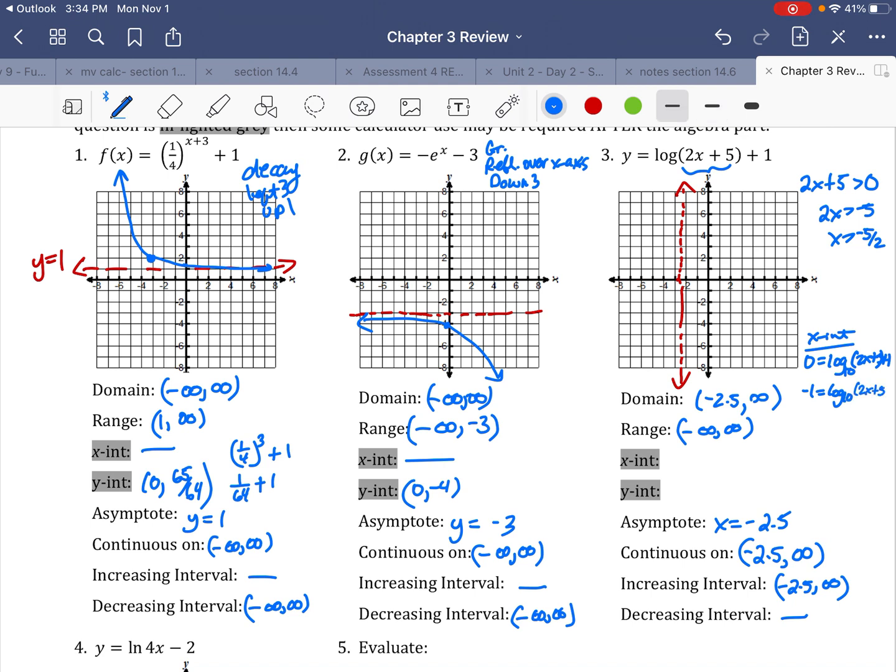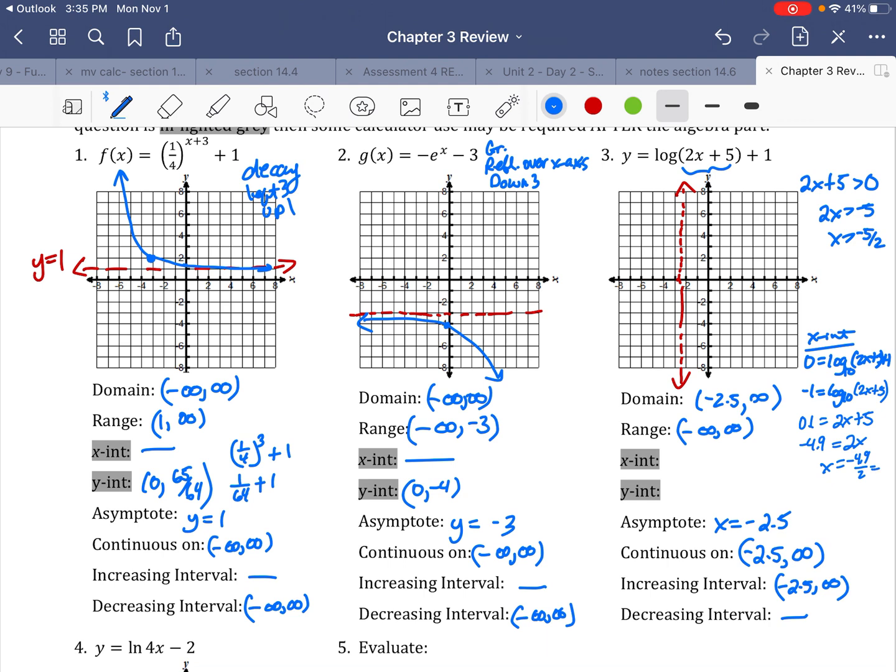of 2x plus 5. Well, write this as an exponent, 10 to the negative 1. Well, that's 1/10, because 1 over 10 to the first, so 1/10. So I'll say 0.1 equals 2x plus 5. So all I have to do is solve that equation. Take away 5, so 0.1 minus 5 would be negative 4.9 equals 2x. So x is negative 4.9 over 2.